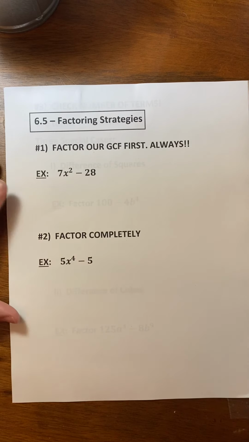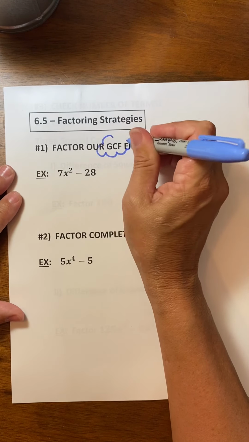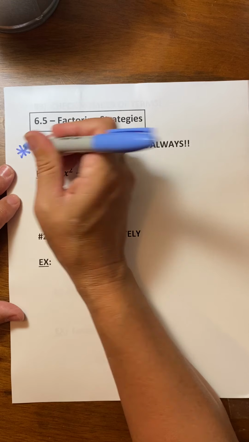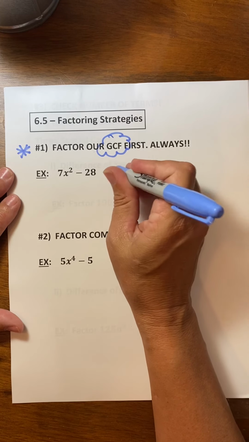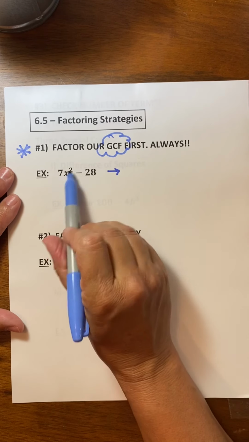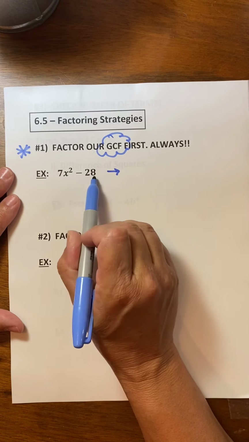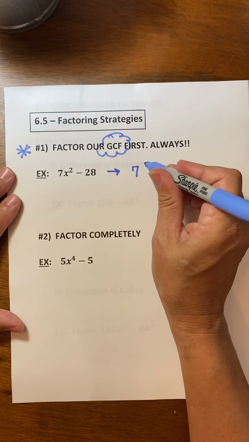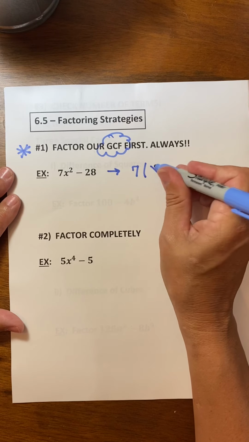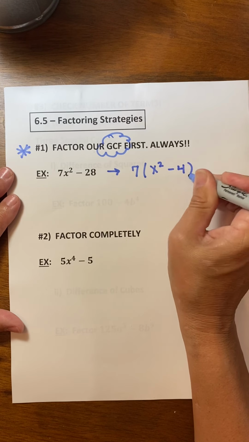So first thing, factor out the greatest common factor first. Don't forget this. Often students make their problems much more difficult by forgetting to factor out the greatest common factor. So let's look at 7x squared minus 28. What's the GCF? Well, 7 and 28 share a common factor of 7. There's no x's here, so we can't pull any x's out. And then what's left is going to be x squared minus 4.